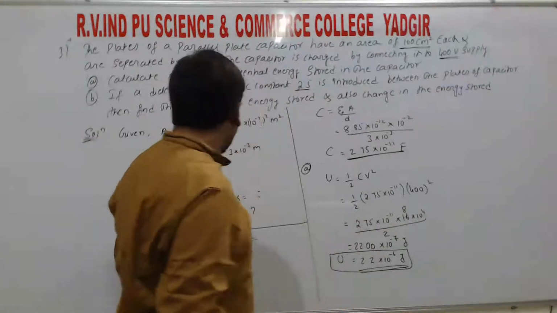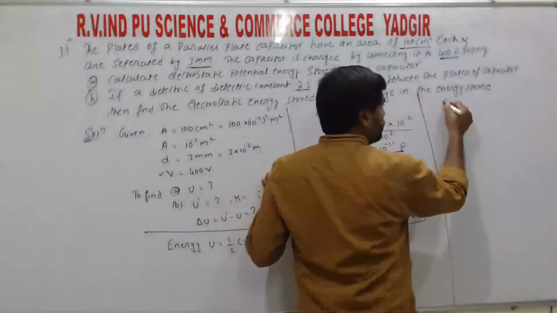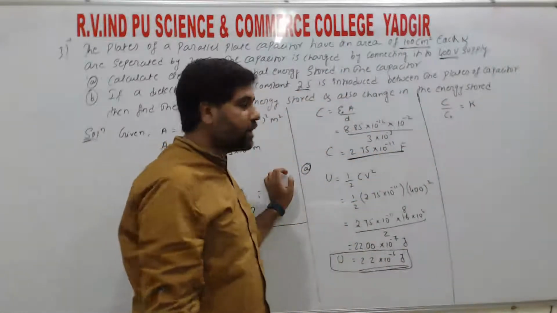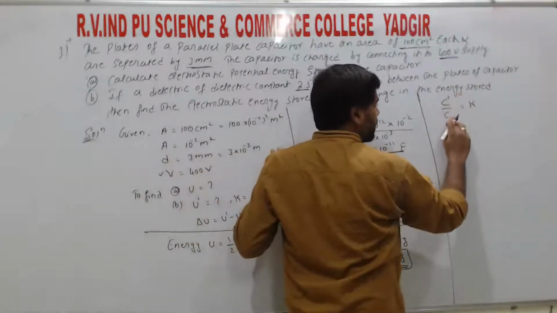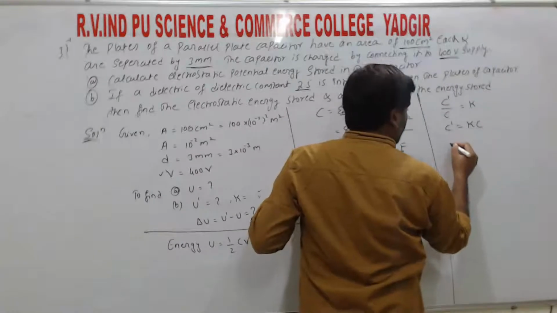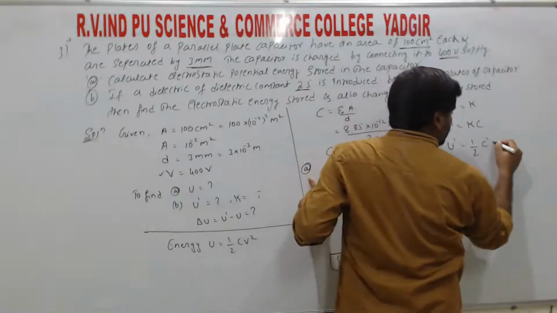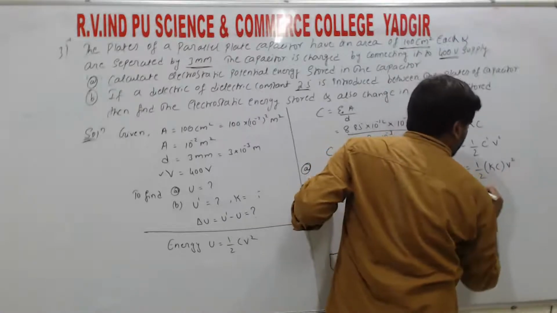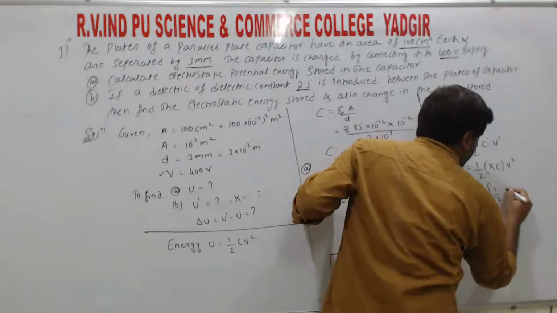Next, second, when the dielectric is inserted. We know C by C naught is equal to K, where C is the capacitance when the dielectric is inserted and C naught is the initial capacitance in the air medium. So here I will take C dash and C. So C dash is equal to K into C. So U dash for the second case is half C dash V square, that is 1 by 2 into K C V square, so we can write K times 1 by 2 C V square.